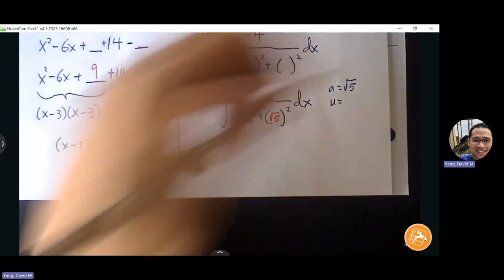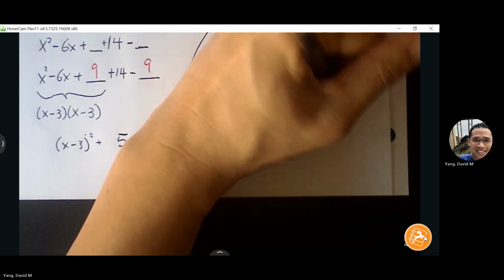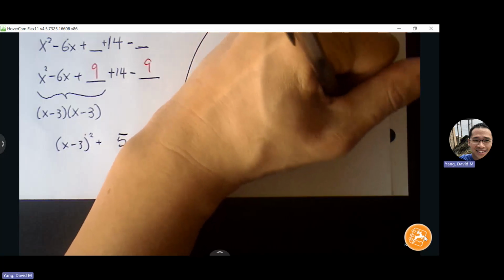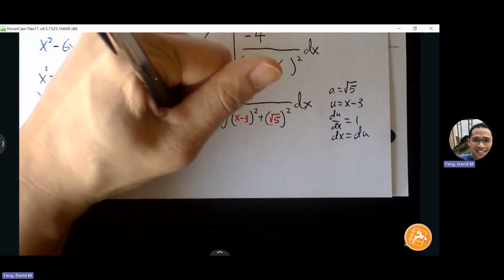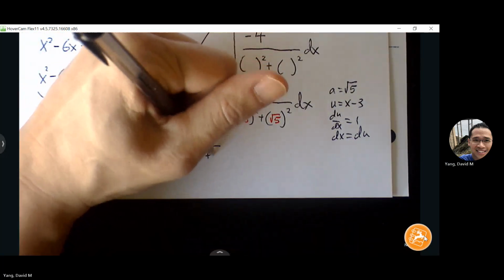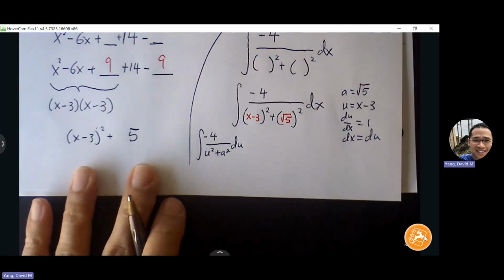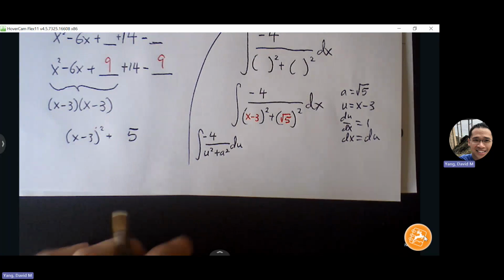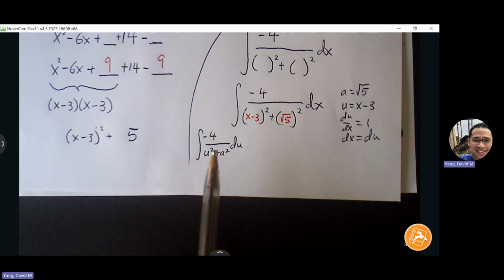Our u value is what? x - 3. So we find our derivative, which is 1, dx equals du. Make our substitutions. Looks like I don't have any leftovers. Okay, so I can jump into my rule. What comes first?